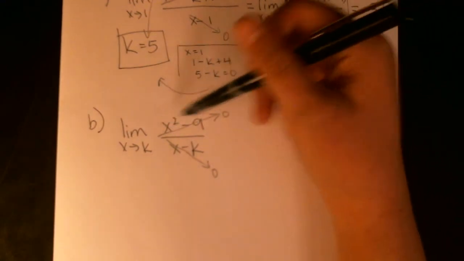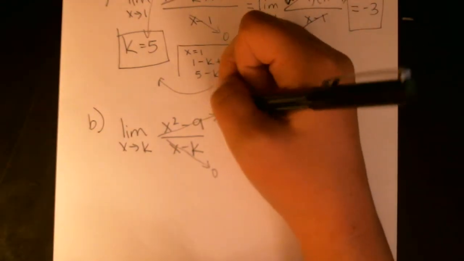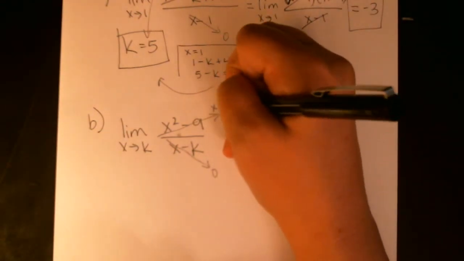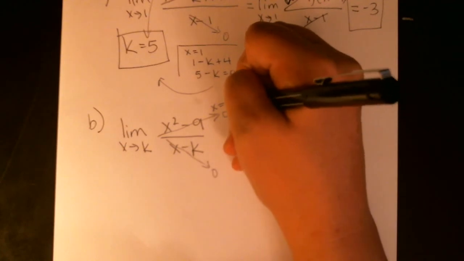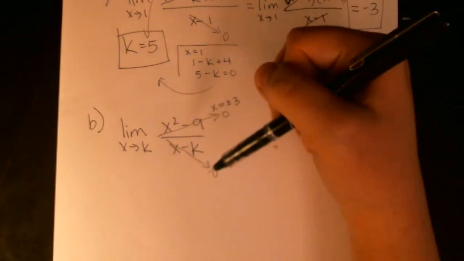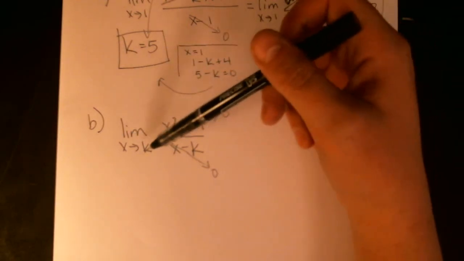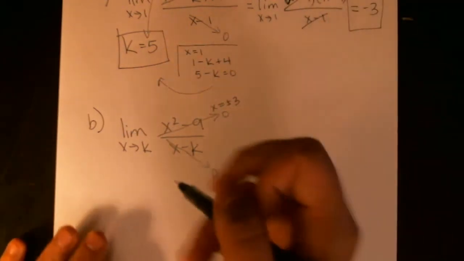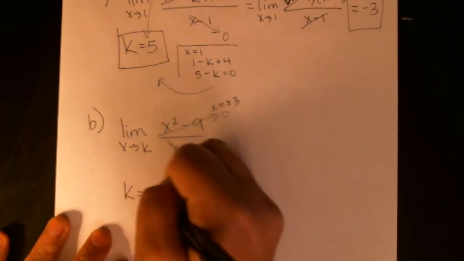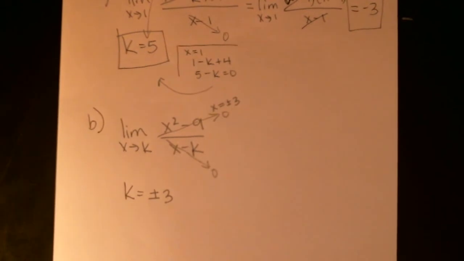In this case, I don't get to choose anything about the top, but I can see what would make the top 0. The top is 0 if x is plus or minus 3. So if we want this to be a 0 over 0, we want x to be approaching positive or negative 3. So basically in this one, k could be either positive or negative 3, and that would make it a 0 over 0.